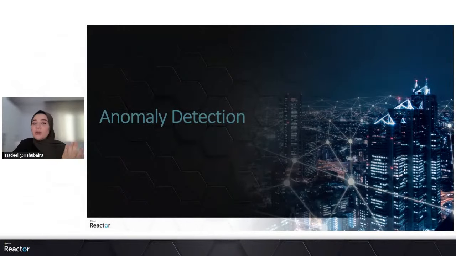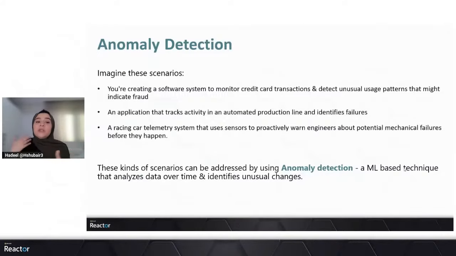Now let's move on to anomaly detection. As I mentioned, with anomaly detection you are basically detecting any unusual behavior. Let's take a simple example. Imagine a racing car telemetry system that uses sensors to warn engineers about potential mechanical failures that could happen for the racing cars before they happen. This is called anomaly detection.